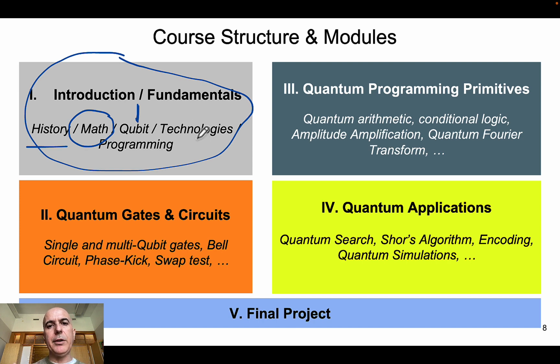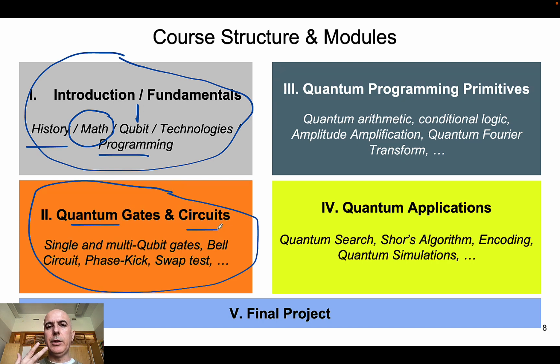And then I will provide you an overview of the technologies that we're using for quantum computers and a high-level programming approach. The second module will be about how to formulate quantum applications and quantum algorithms using quantum gates and circuits. In the third module, I'm going to talk about quantum programming primitives. I will discuss quantum arithmetic, conditional logic, amplitude amplification, and the quantum Fourier transform, which are the basic building blocks to build a larger quantum application.